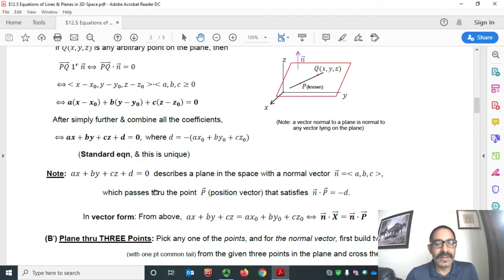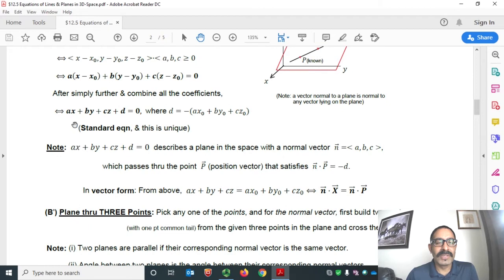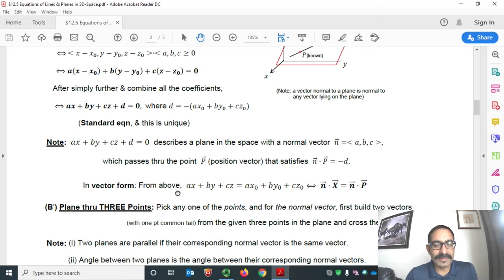Quick note on how to decode this equation of a plane. ax plus by plus cz plus d equals 0 describes a plane in space with a normal vector n equal to the coefficient of x, comma, coefficient of y, comma, coefficient of z, and it passes through a point P whose position vector satisfies this equation. I hope this makes sense to you all. Now let's move on.